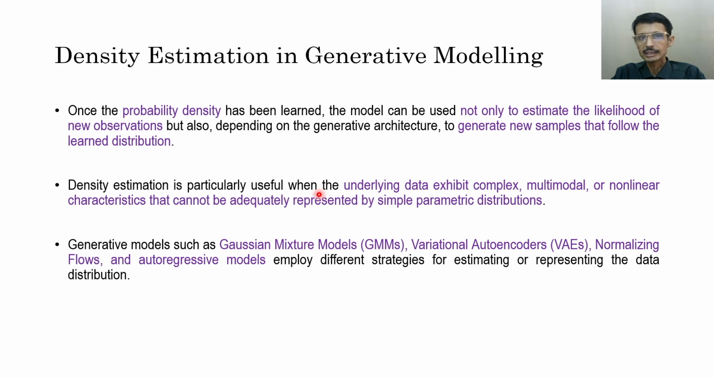Density estimation is particularly useful when the underlying data exhibit complex, multimodal or nonlinear characteristics that cannot be adequately represented by simple parametric distributions, because it's a very complex distribution. So what are the models? Gaussian mixture models, variational autoencoders, normalizing flows, and autoregressive models employ different strategies for estimating or representing the distribution. So these are the models. Some of them we'll discuss in detail.